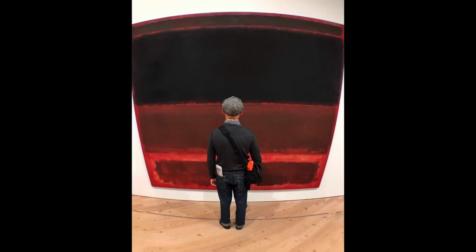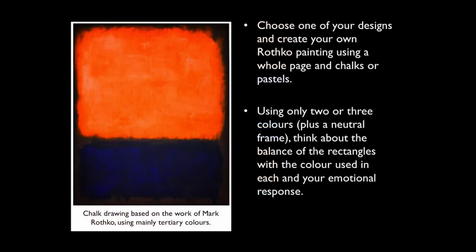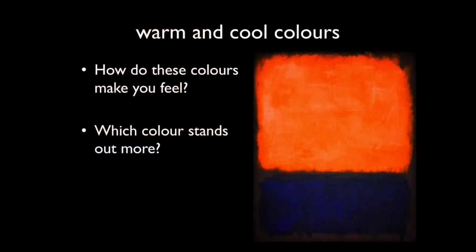And this is me in New York with a Mark Rothko having a nice close look. So you are going to do one or two of those in your books. The next section is we're going to come on to warm and cool colours. It's another way of defining, categorising colours, and we'll come on to that later.